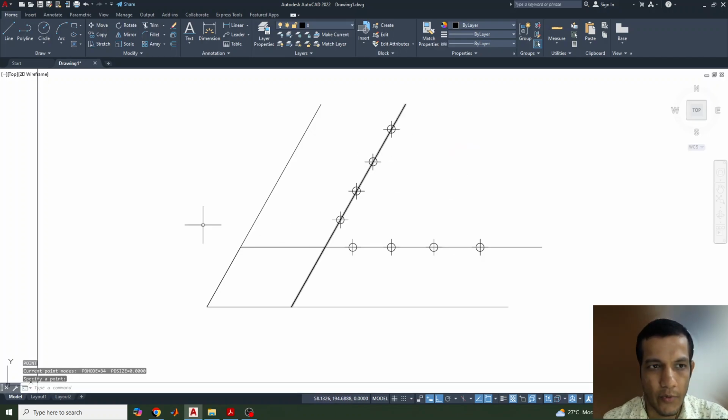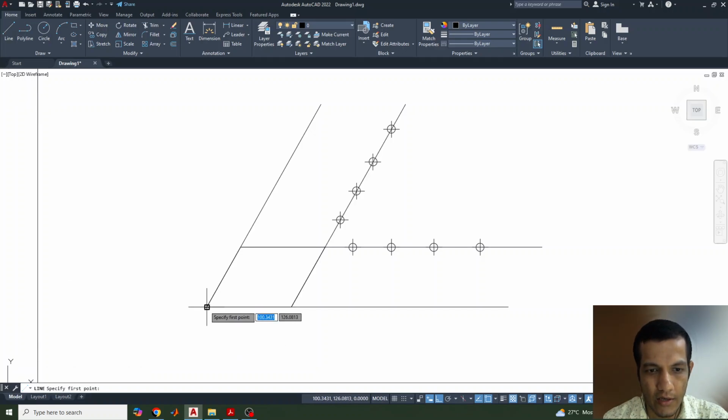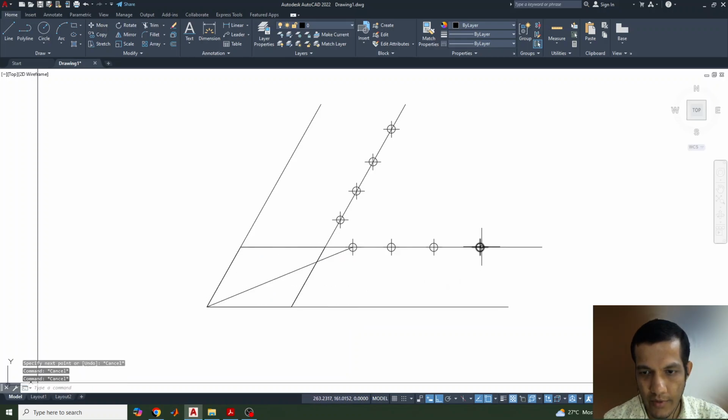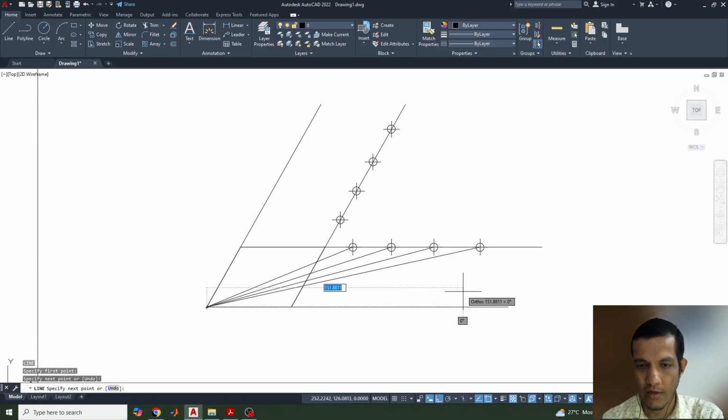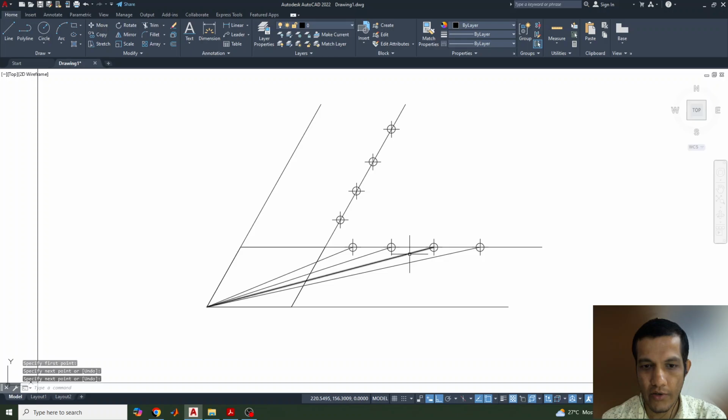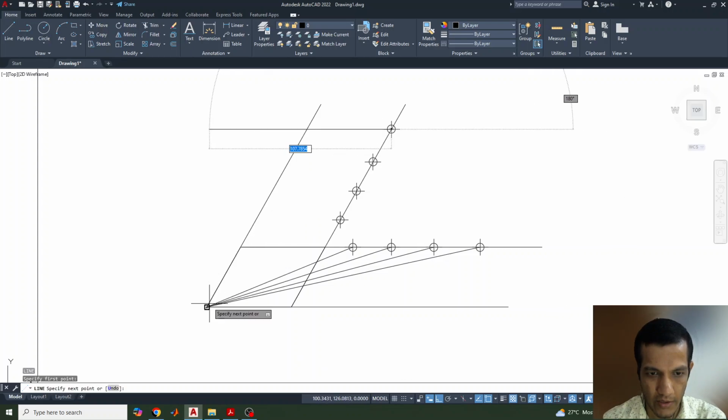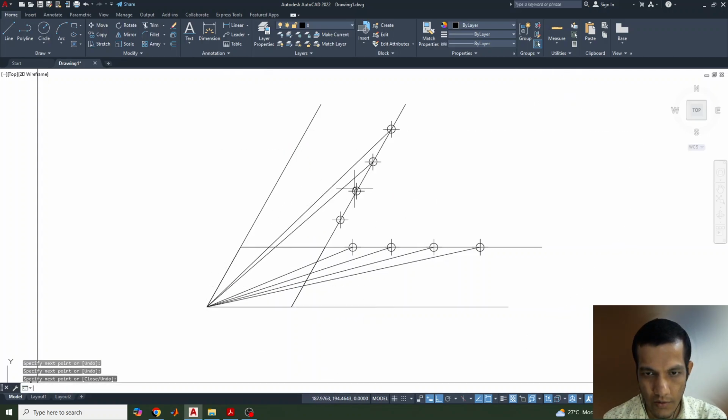Okay, now these points need to be joined from this origin point here. So let's start from here, enter, from here to here, again join here, and from this point to this point we can join. Okay, similarly this is one joining, another joining we also need to draw from this y-axis point. Okay, now all these points we have joined here.